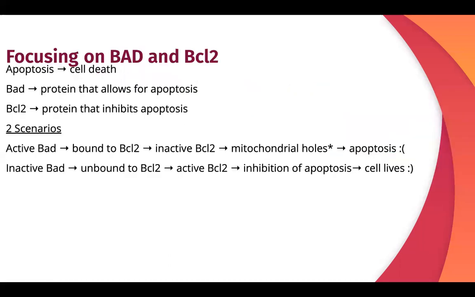So this is a little chart, or just a simplified version of what I was saying. That might help simplify that. If we have BAD and it's active, it's bound to BCL2, which means BCL2 is inactive, which means there's holes in the mitochondria and we die. The cell, not us. But then we phosphorylate and inactivate BAD. It releases BCL2. Active BCL2 can inhibit apoptosis and the cell lives.